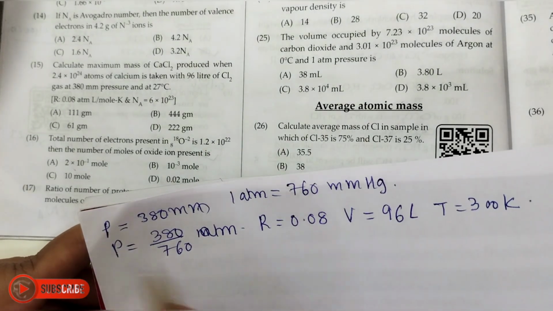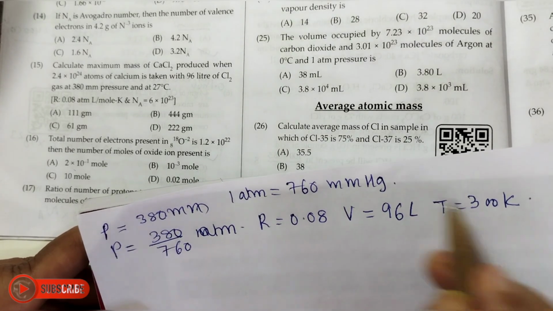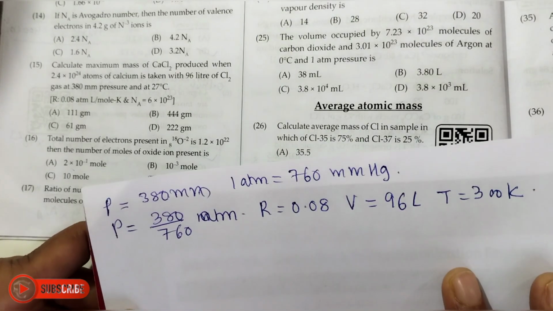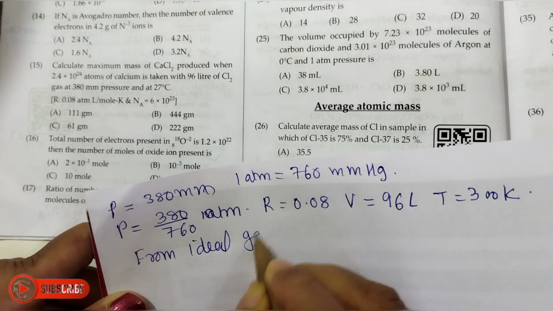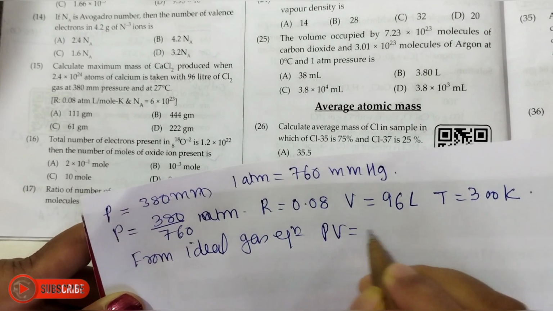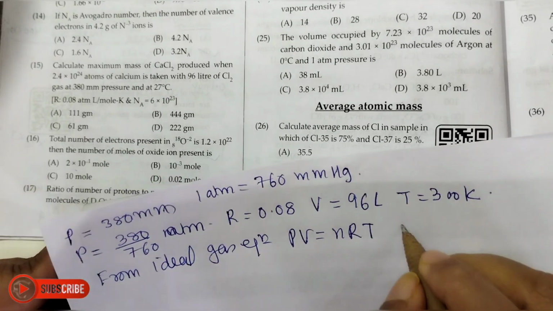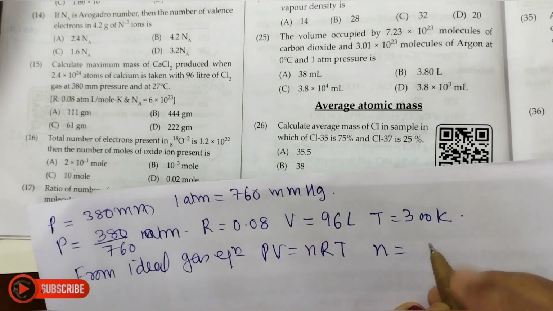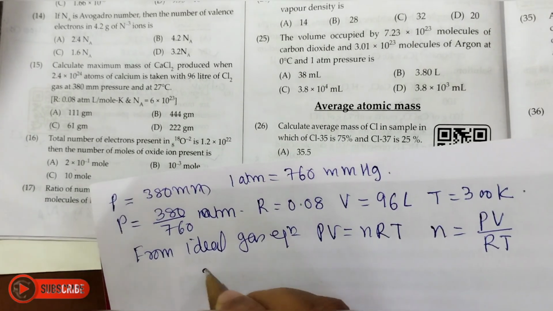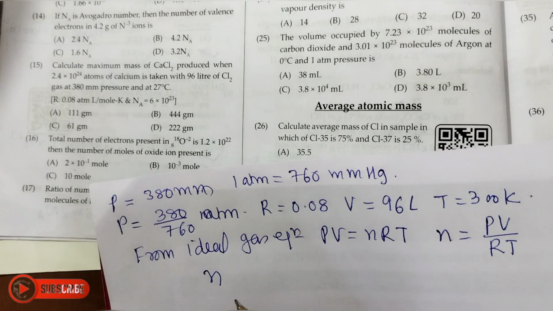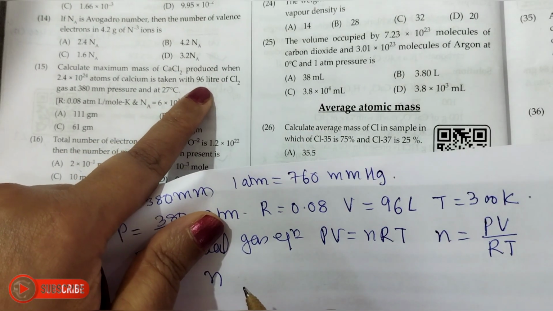Now you have P, you have V, you have R and T. So from this you can calculate n by using the ideal gas equation. So from the ideal gas equation, PV is equal to nRT. Therefore, n is equal to, let us rearrange the equation, PV by RT. Let us substitute the values here. So you get the number of moles. Students, this number of moles will be calculated for chlorine because they have given this data for chlorine.